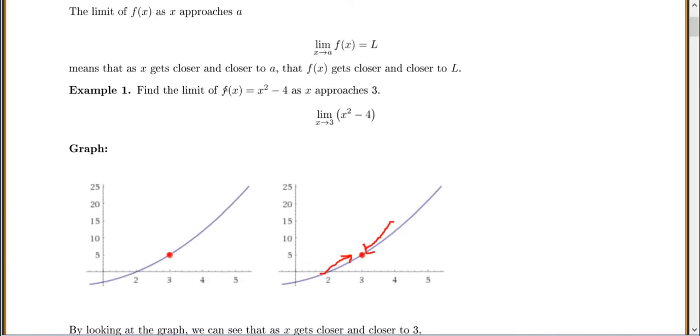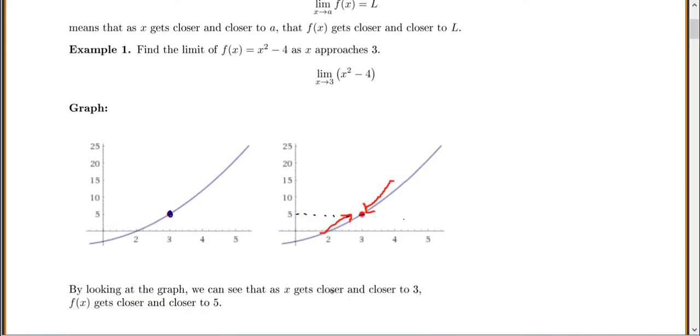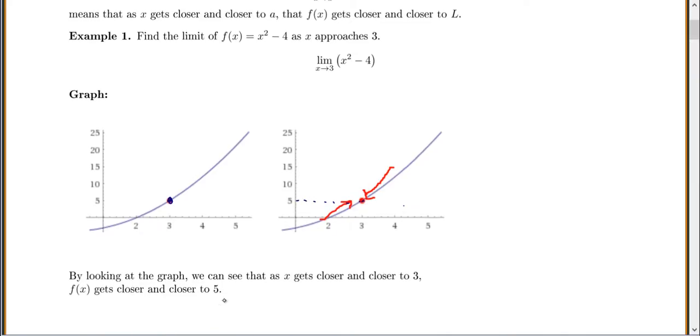So if we wanted to find the limit of f of x equals x squared minus 4 as x approaches 3, we say that's the limit as x approaches 3 of x squared minus 4. What we want to see is, x gets really close to 3, what does y get really close to? By looking at our graph, we can see that as x gets really, really close to 3, I can come from the left or I can come from the right, but I get really, really close to, it looks like, 5. So as x gets really close to 3, f of x gets closer and closer to 5. That would be my limit.